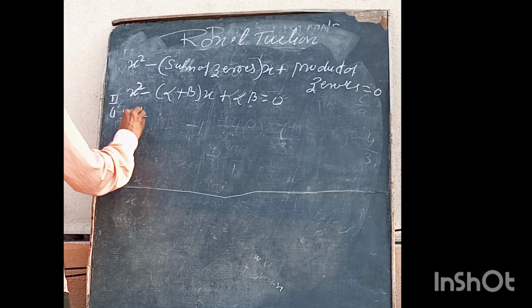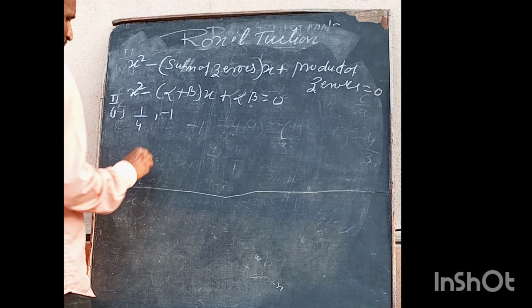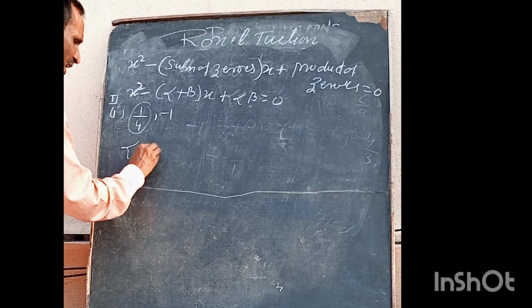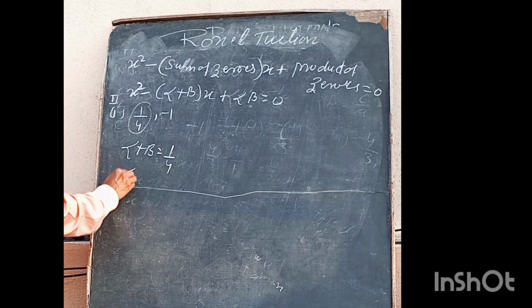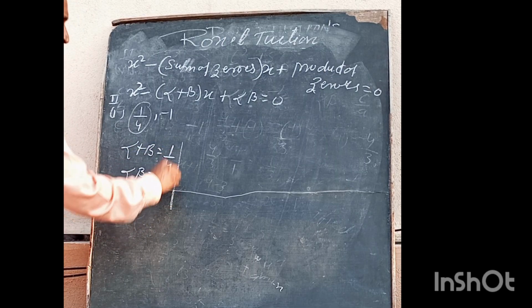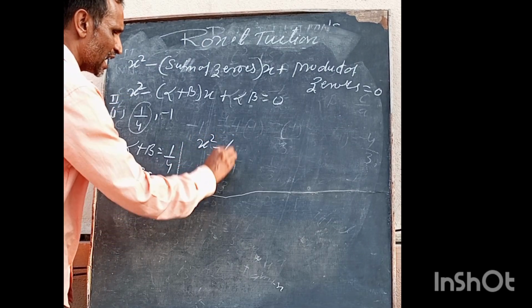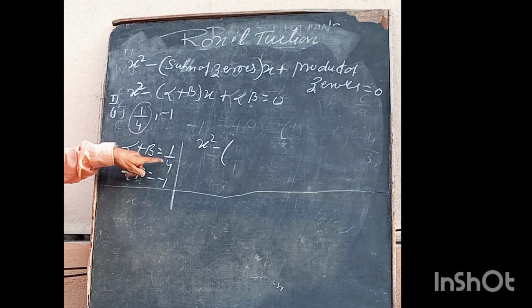Now in the second main, the first one, it is given 1 by 4 comma minus 1, meaning the sum and product are given. Alpha plus beta is equal to 1 by 4, alpha beta is given as minus 1. We have to form the quadratic equation. Writing the same, x square minus, alpha plus beta how much is given? 1 by 4.